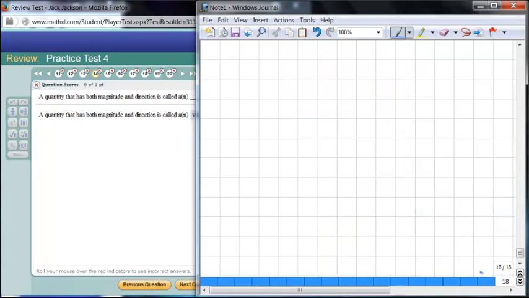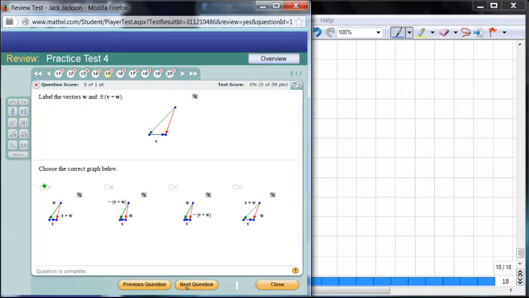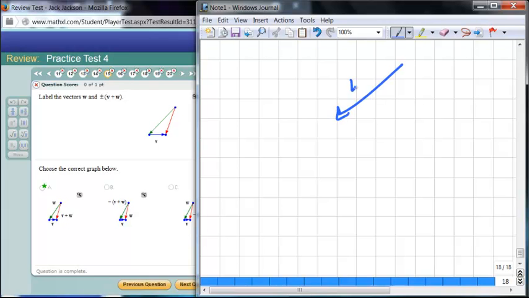Okay, next one. A quantity that has both magnitude and direction is called a vector. Okay, label the vectors so that we can add them. So we've got V here. If this green one is U, let's see. So if you went U, then V, this would be U plus V, and the opposite of that would be U minus V.